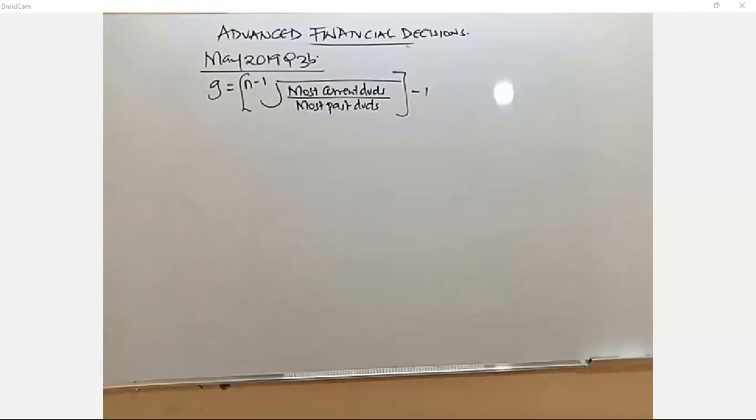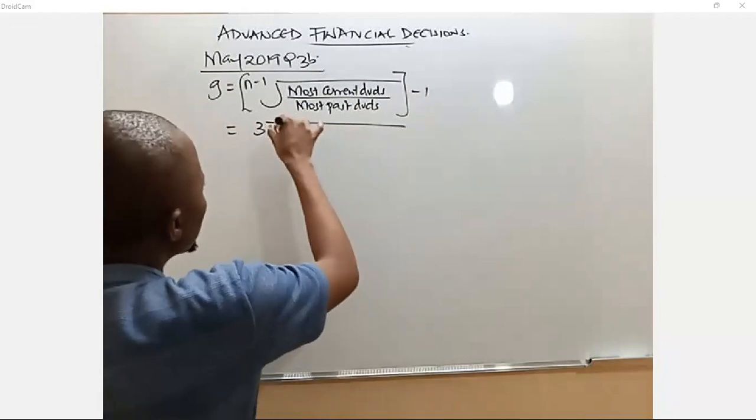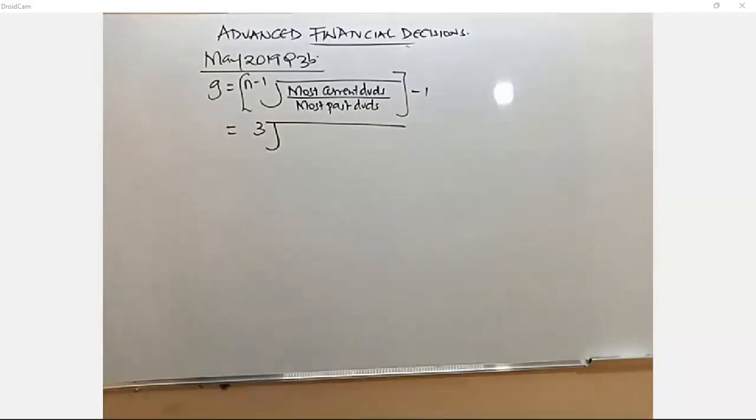From 2015 to 2018, I think it should be four. Allow me to use three. The most current dividends, per the chart provided in 2018, are 4.80. But in this case, it is very important for us to do the computation, because we are already given cum dividends.